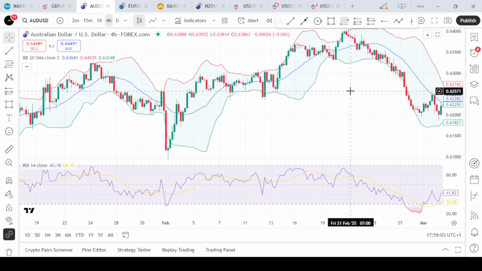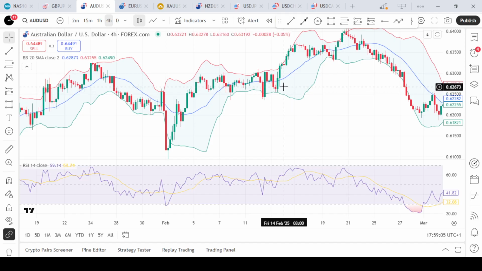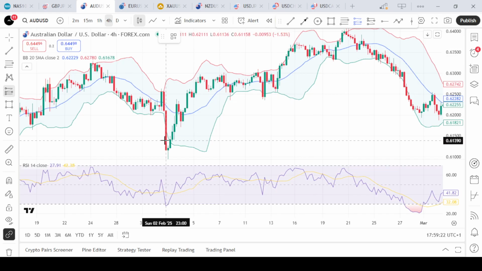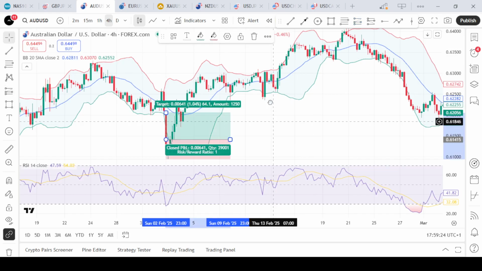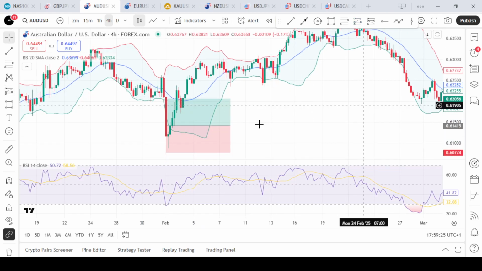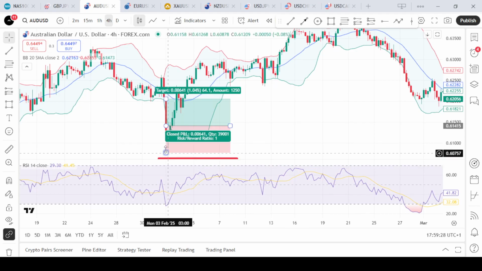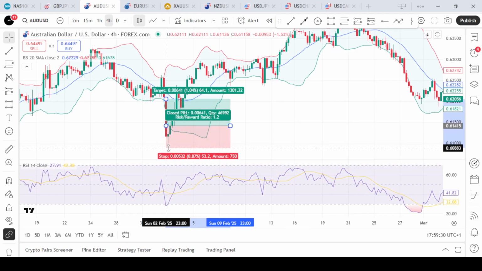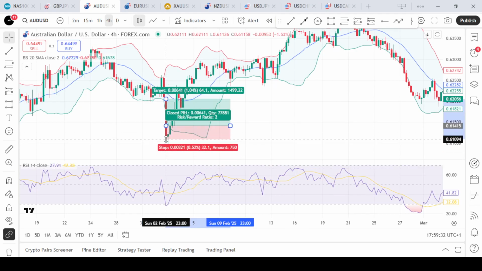Now let's not forget that risk management is also crucial in this strategy. You would always have to place your stop loss just above or below your previous swing zones. For example, let's say we take a buy trade at this area. When we take a buy trade at this area, you are going to put your stop loss just below the swing low or the outer part of the lower band.